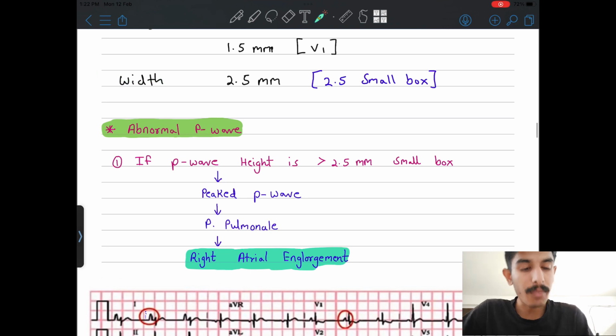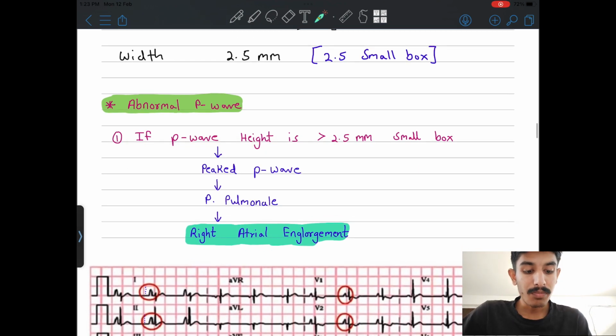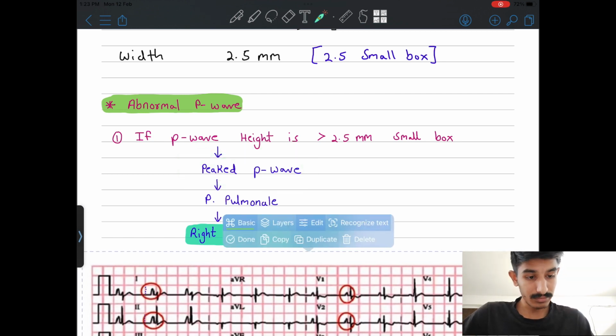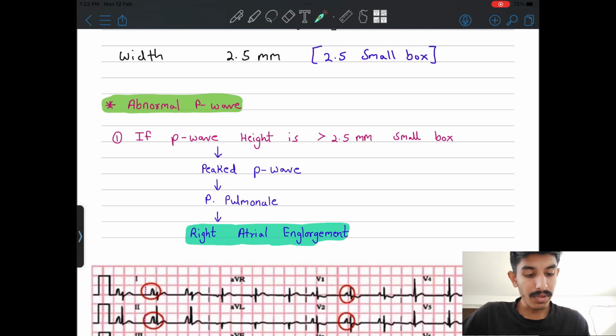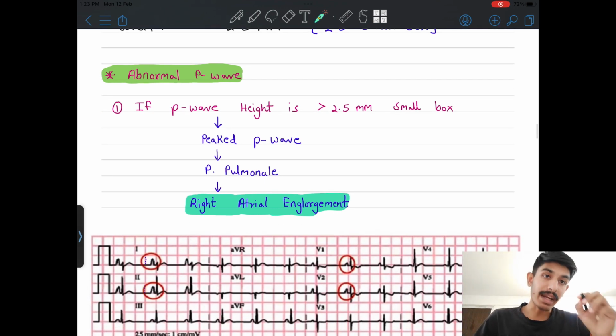Now we'll study the abnormal P wave. If P wave height is more than 2.5 small boxes, it is known as peaked P wave or P pulmonale, and P pulmonale is a sign of right atrial enlargement. So this is our diagnosis. The first disease we are studying now is right atrial enlargement. If P wave height is more, then it is right atrial enlargement.